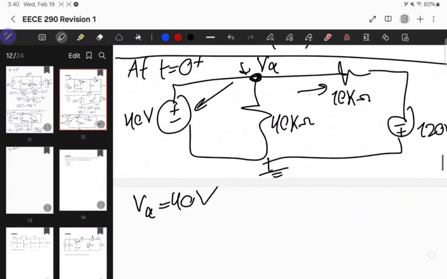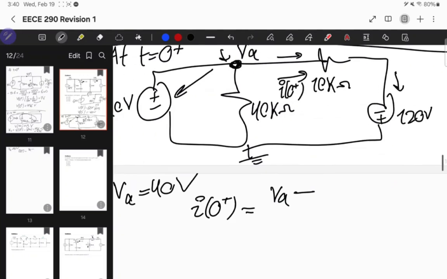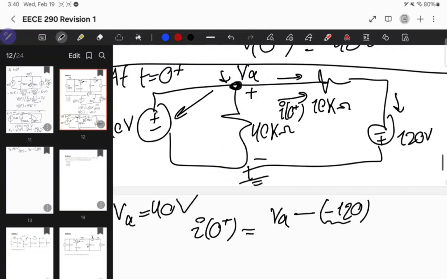And the current in here, which is I at 0 plus, flowing in this direction, is equal to my starting node, which is VA, minus my ending voltage in here, which is this source, minus 120. I put the minus 120 because it's inverted. Normally the plus is above. So you can do a KVL basically. So this is minus plus, right? So minus VA plus 10 kilo I at 0 plus minus 120 is equal to 0.